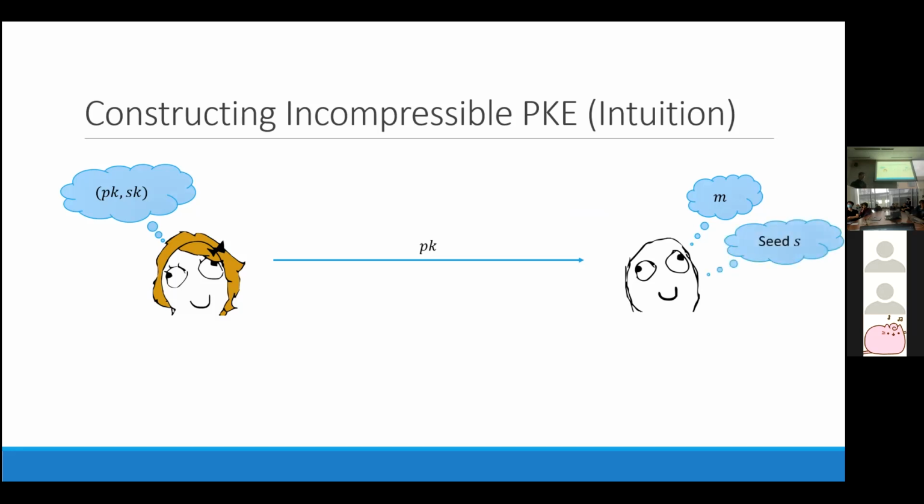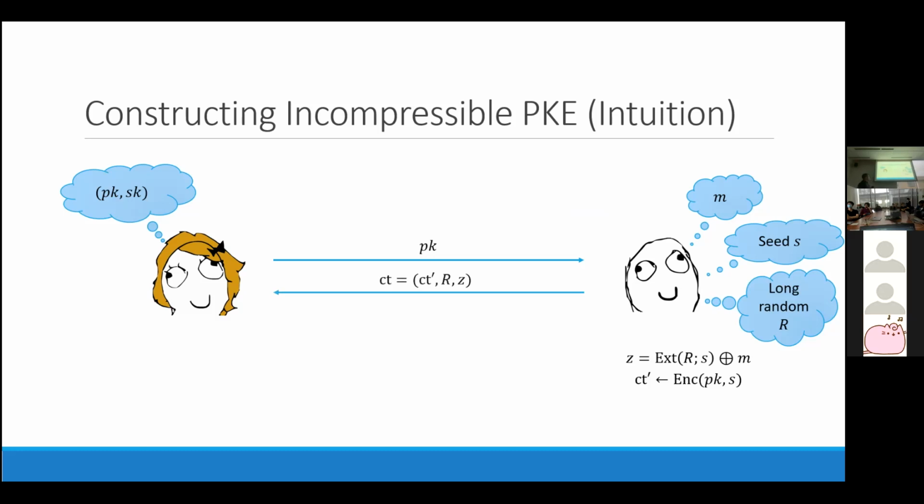What Bob will do is sample a seed S for an extractor together with a long random R. He computes a one-time pad: he runs the extractor using the long random R together with the seed S, and uses the extractor output as a one-time pad for the original message M. Let's call this value Z. Then he encrypts the extractor seed using the public key. He sends over the tuple consisting of the long random R, together with the one-time pad encryption, together with the ciphertext, the encryption of the seed S. When you receive the whole thing, you first decrypt the ciphertext to get back the original seed. Then you run the extractor on R with the seed, and you XOR the result with the value Z, and you get back the original message.